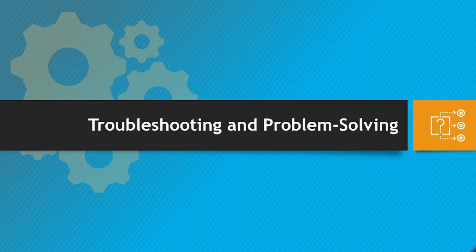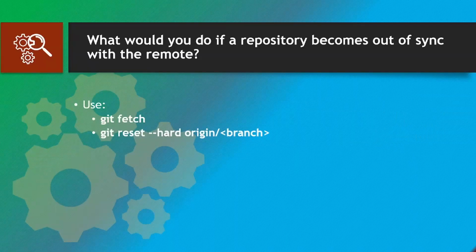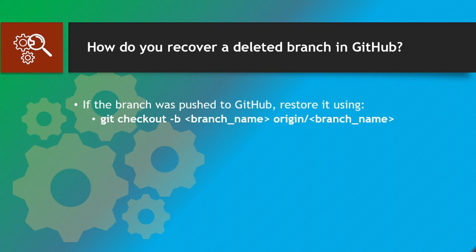Now we'll go through the troubleshooting and problem solving section. What would you do if a repository becomes out of sync with the remote? In that case, we can use git fetch and git reset --hard origin/branch-name. How do you recover a deleted branch in GitHub? If the branch was pushed to GitHub, restore it using git checkout -b branch-name origin/branch-name.